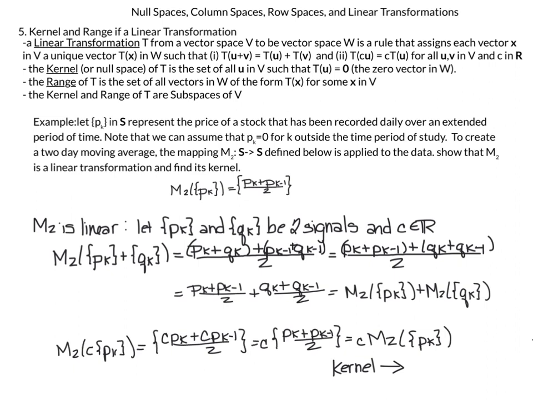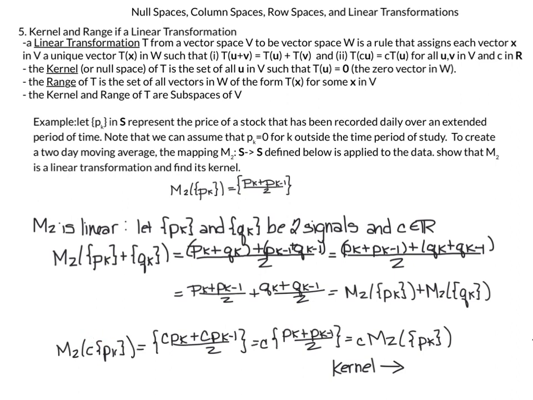So these are just real numbers now, right? These two, the p_k and the q_k, and then these two, p_(k-1) and q_(k-1). So we can move them around. They're commutative, and also associative. So we're going to get p_k and p_(k-1) together, the q_k and the q_(k-1) together. So then we can divide the fraction. So what we get here is M2 of p_k and M2 of q_k. So here we show that the addition satisfies the condition of linearity.